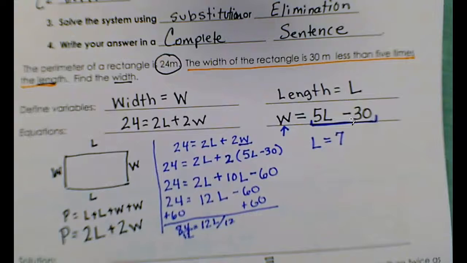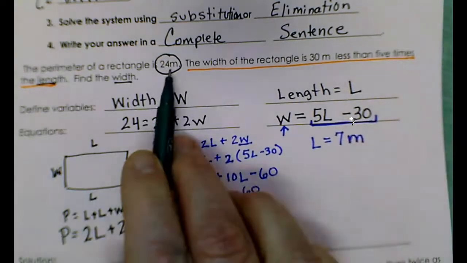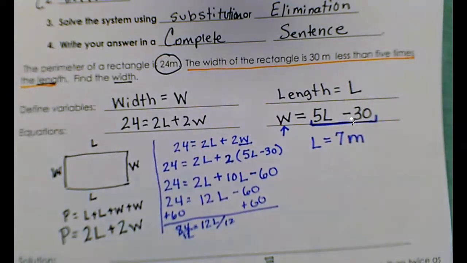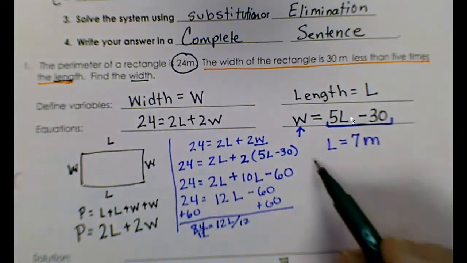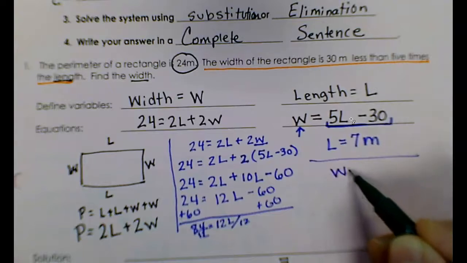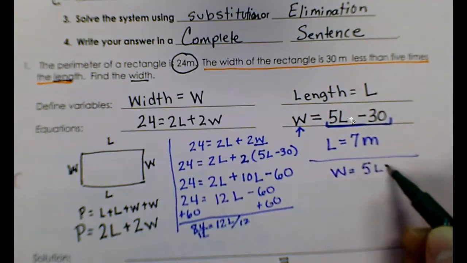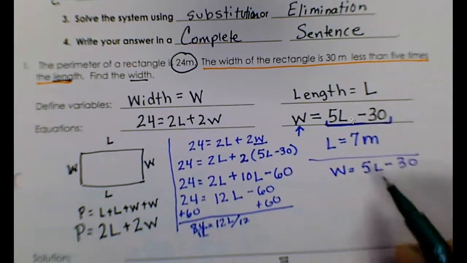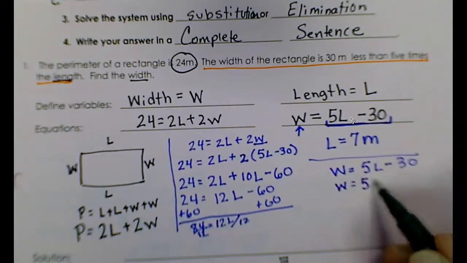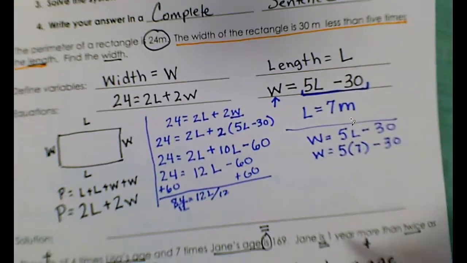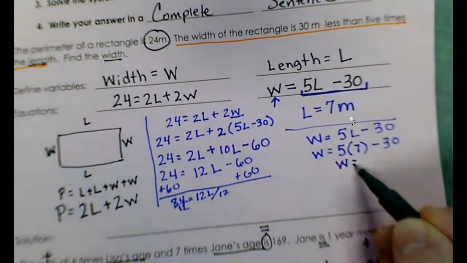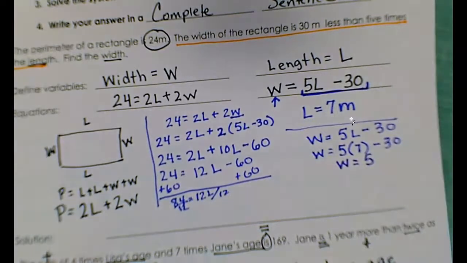7 what? Meters, because the original problem right here was in meters. Have we answered the question? Find the width. Have we found the width yet? So we are going to go back to our width equation. In place of the length, what are we going to do? How much is the length? What's that going to be equal to? That would be 35 minus 30, so the width is 5.